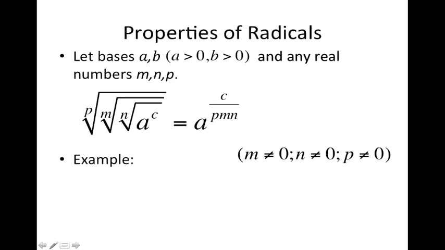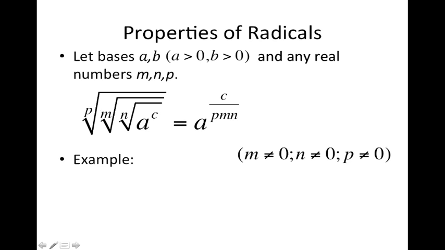All right, so now we take it one step further. Now we're taking the pth root of the mth root of the nth root of a to the c. So we just keep following the same pattern. But we need to remember that m cannot be 0, n cannot be 0, and p cannot be 0, because all of those are components of the denominator, and if any one of them is 0, then the entire denominator becomes 0, and this entire fraction becomes undefined, and we don't want that.